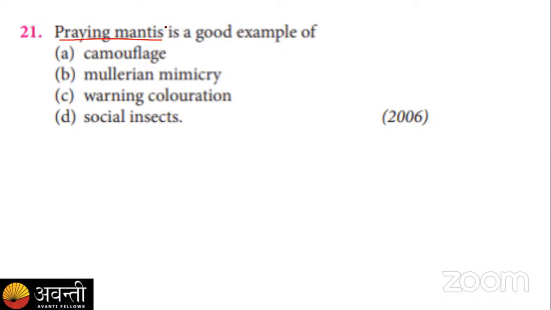Right. The correct answer is option A, camouflage. We know when they sit on the tree bark, right? Whenever they sit on the tree bark, the dark color of the praying mantis gets camouflaged with the dark color of the tree bark, so that they get protection from their predators. Okay.